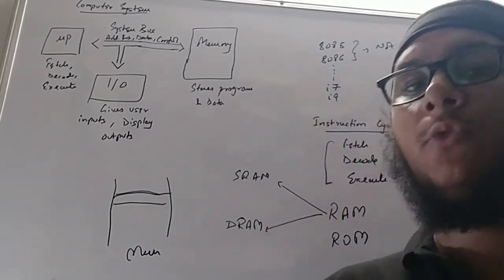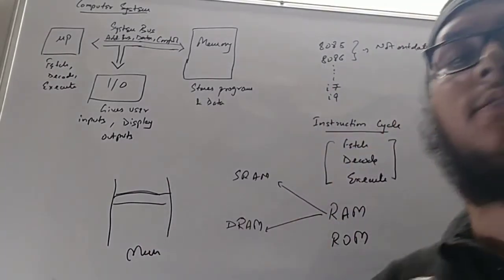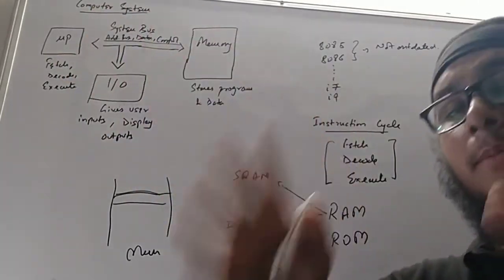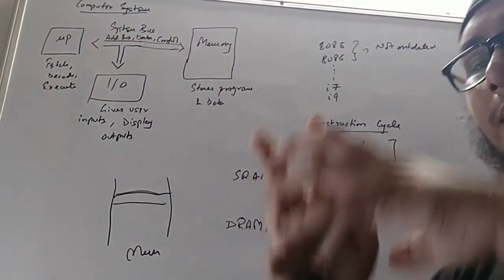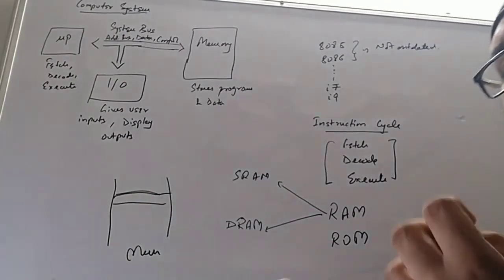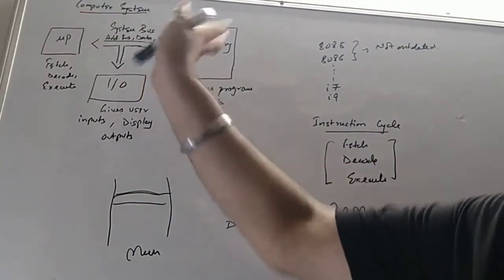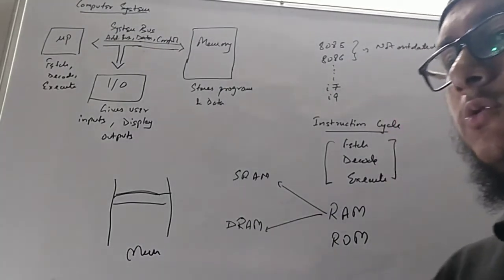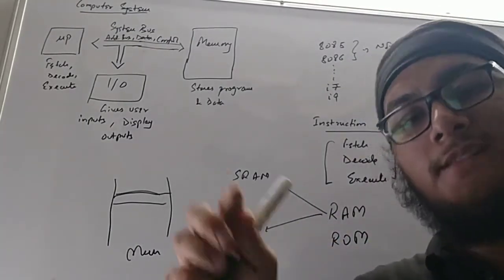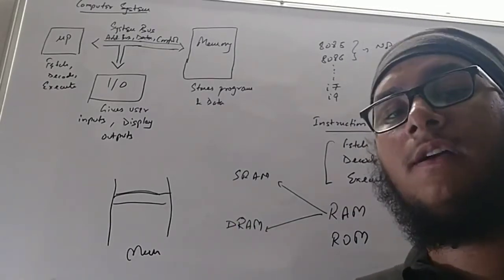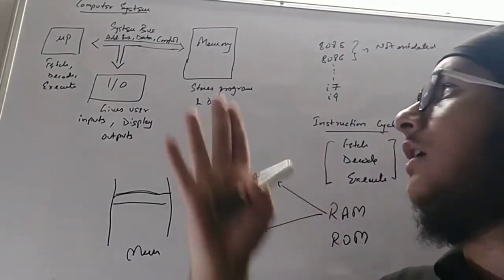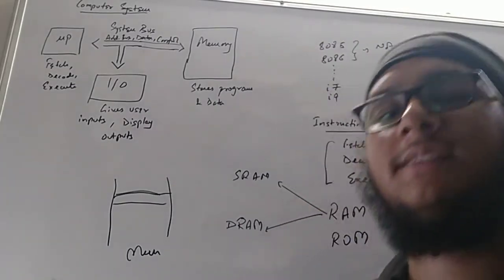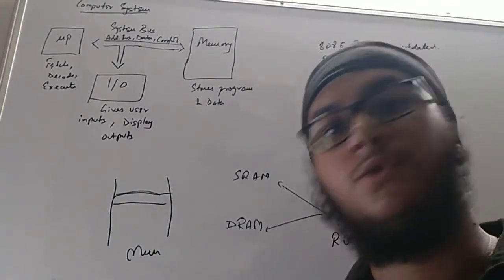The microprocessor, memory, and input output are all connected to each other using the system bus. We'll be talking about this system bus in detail. A brief idea: the system bus consists of address bus, data bus, and control bus. We'll be deep diving into what the system bus actually is in future videos.